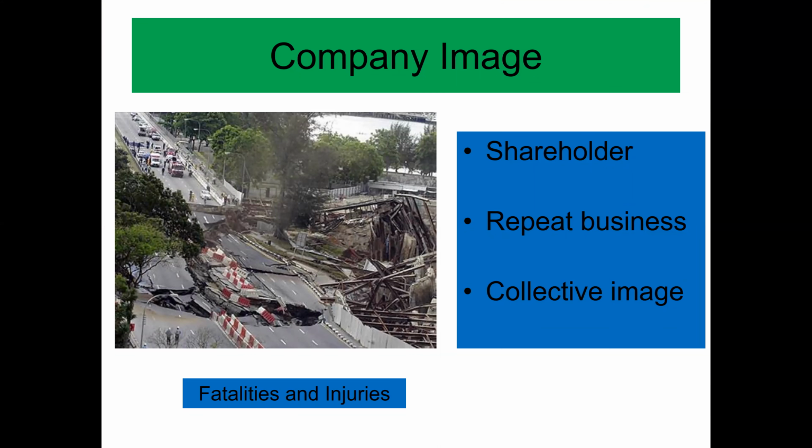Also, they built a bridge over a channel, like a small river for rainwater. The foundation collapsed, and this is a bad image for the company. This kind of failure happened in a construction project during the rainy season. It brings a bad name for the shareholders of the company, they have to repeat the work, and it damages the collective image of the company.